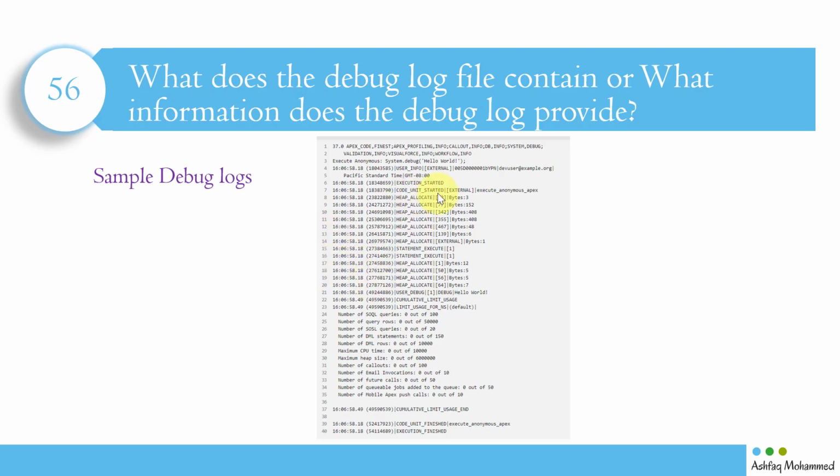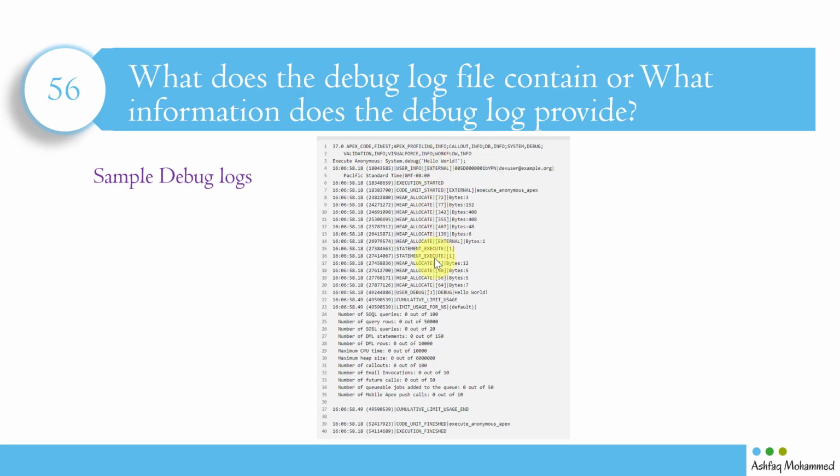Unit code started executing anonymous Apex, and then heap allocated, statement executed, heap allocated, limit storage, and so on. This is a sample because I have not done anything. Here you can see the anonymous window has written me system.debug. Okay, hello world. So all system.debugs will be there in the debug logs.